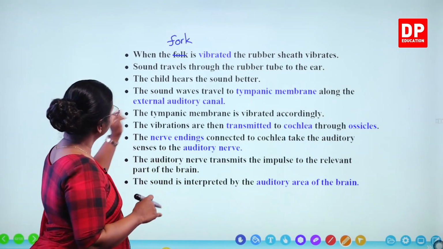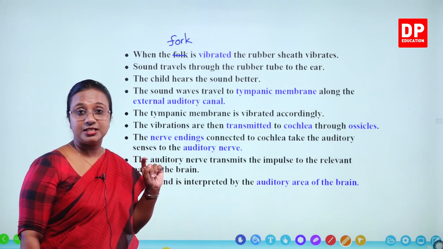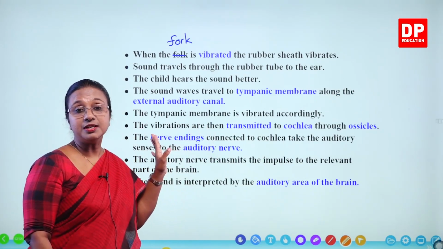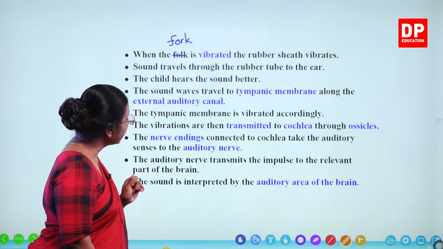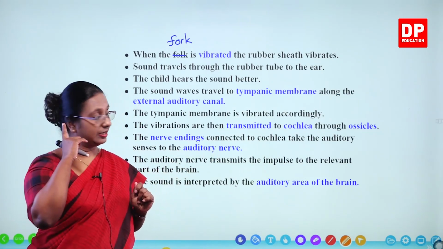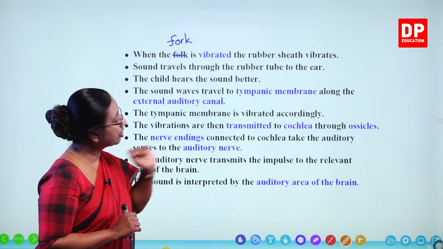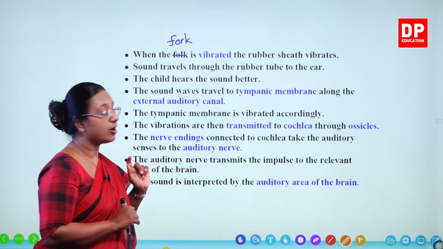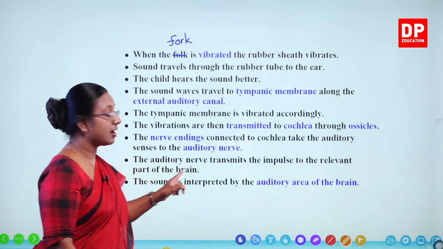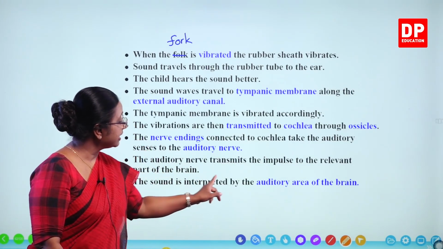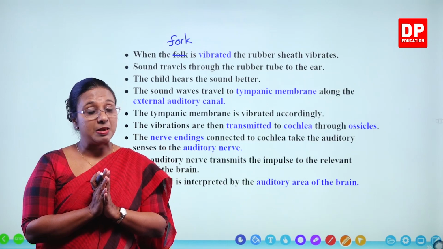Is that okay? So then the sound waves travel to tympanic membrane along the external auditory canal. So this is the path of the sound waves. The tympanic membrane is vibrated accordingly, and the vibrations are then transmitted to cochlea through ossicles. So the path. The nerve endings connected to the cochlea take the auditory senses to the auditory nerve, and the auditory nerve transmits the impulse to the relevant part of the brain. And the sound is interpreted by the auditory area of the brain. So you all can remember that, student.